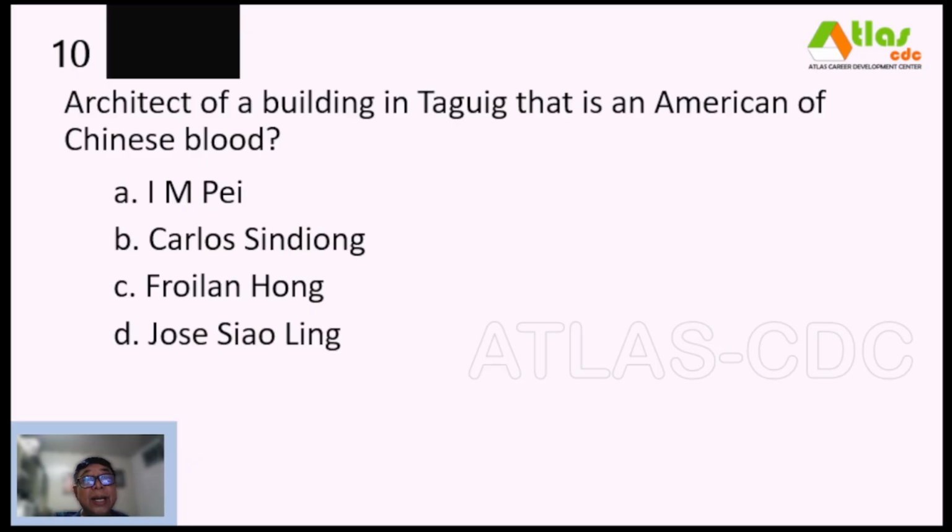Number 10. Architect of a building in Taguig that is an American of Chinese blood. A. I.M. Pei, B. Carlos Sindiong, C. Froilan Hong, and D. Jose Xiaoling.